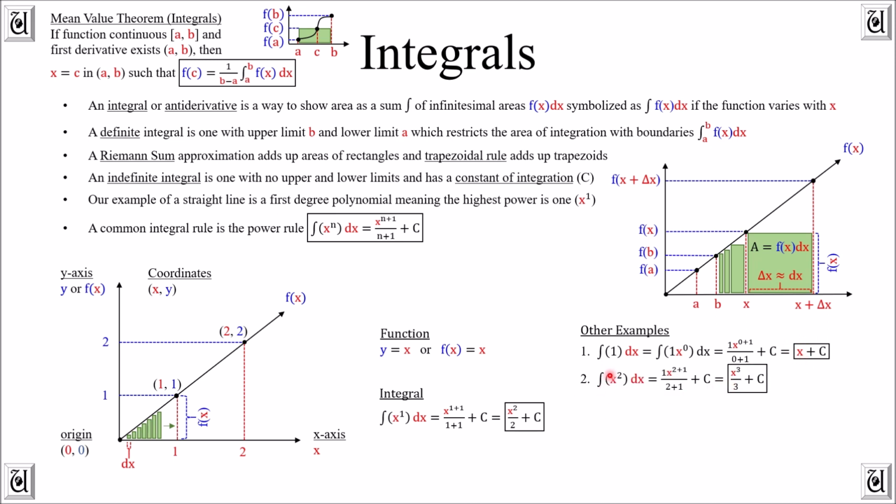The next one we're going to look at is the integral of x squared, and we can add 1 to the power and divide by it, and we get 2 plus 1 is 3 over 2 plus 1 is 3, and so x cubed over 3, and we got that constant of integration again.